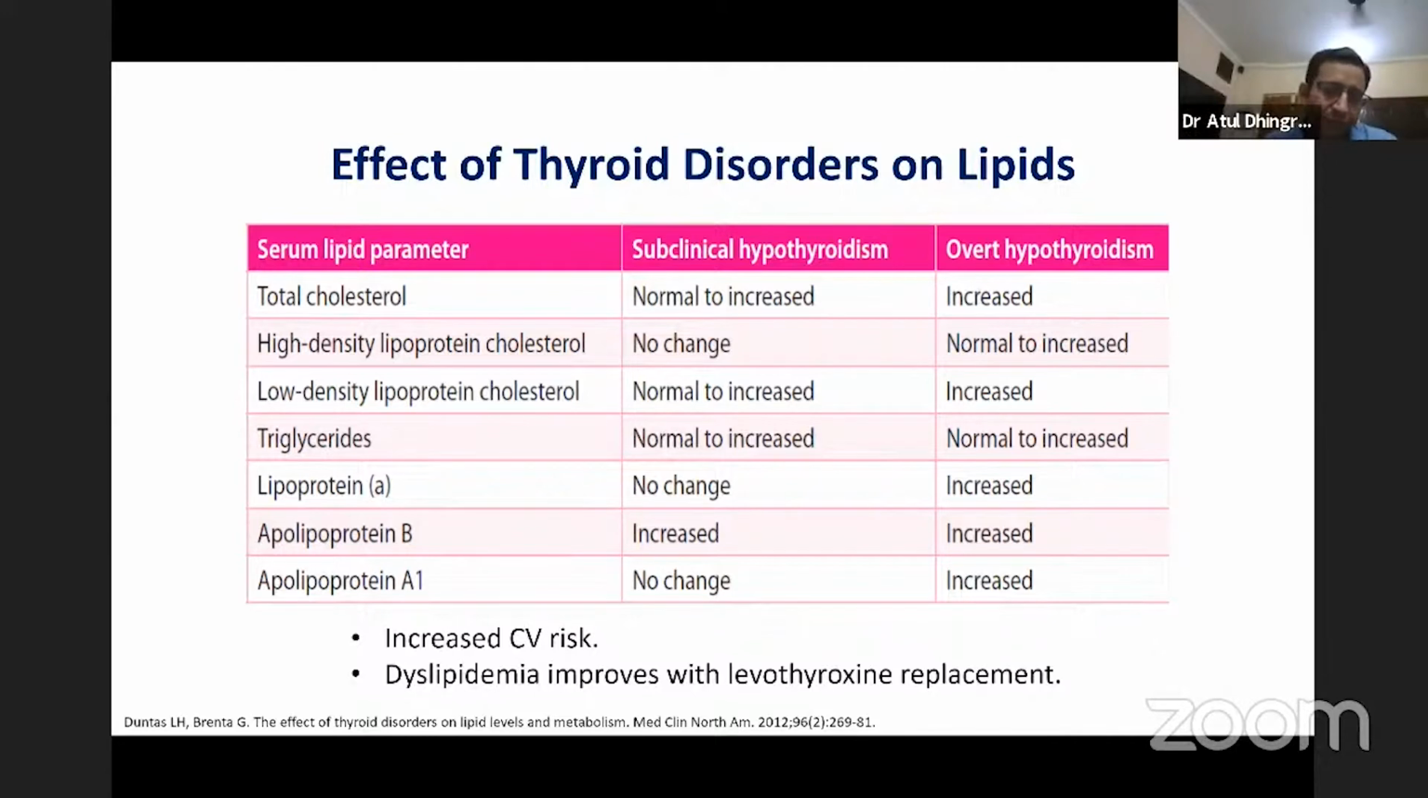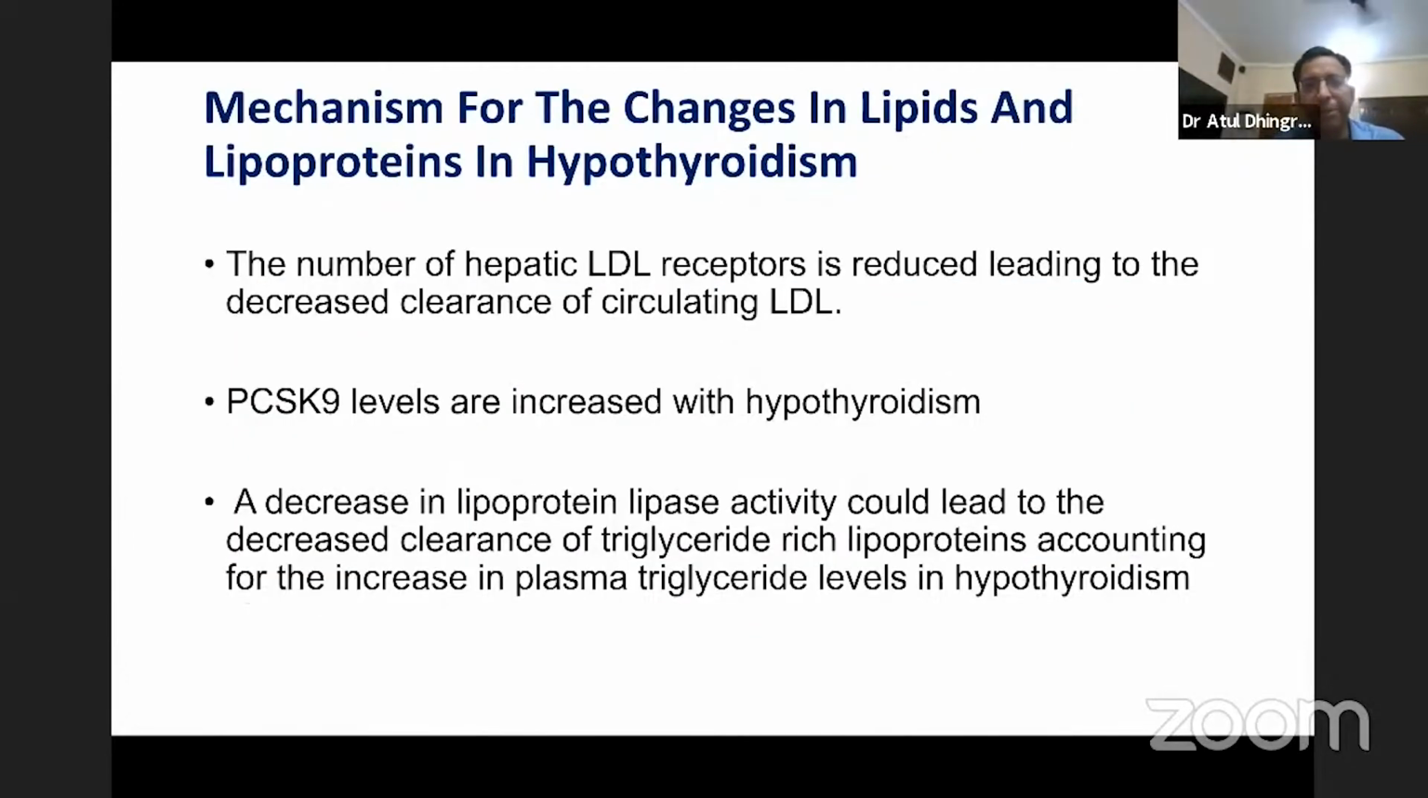But now we have a publication last year in JCM which showed that once your TSH increases beyond 7, and if it is persistently above 7 over 12 weeks or so, probably these are the patients who should be treated to reduce their CV risk. Further, there is also evidence to suggest that dyslipidemia improves once we add levothyroxine treatment.